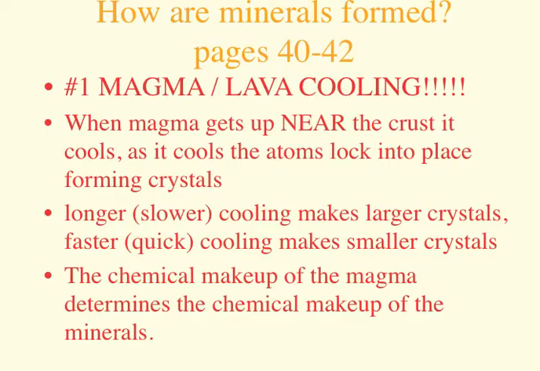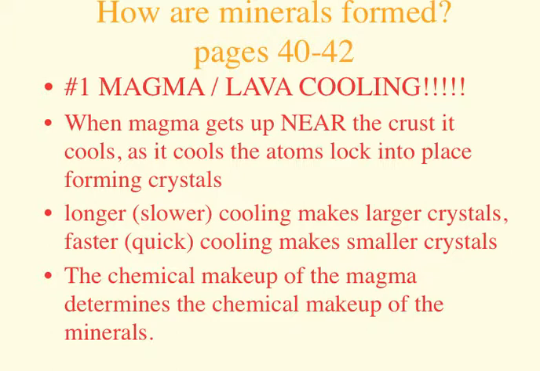How do minerals form? Well, the number 1 way is magma or lava cooling. When magma or lava cools, it starts crystallizing, forming hard things, which are minerals. The longer it takes for magma to cool, the larger the crystals grow. And the quicker or faster magma cools, the smaller the crystals. The chemical makeup of the magma determines the chemical makeup of the minerals themselves.